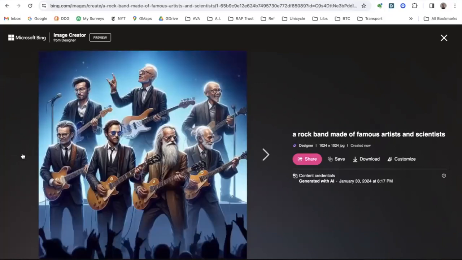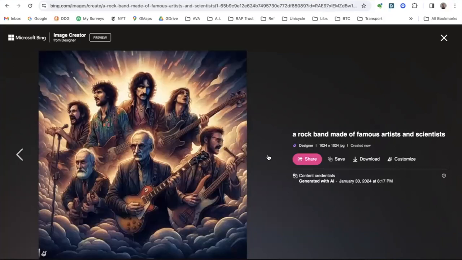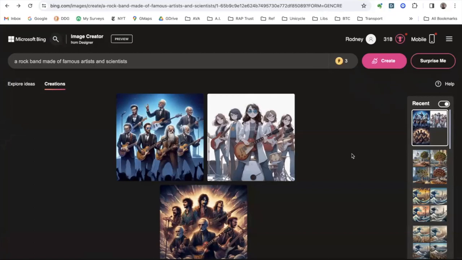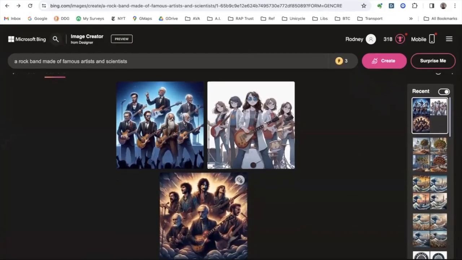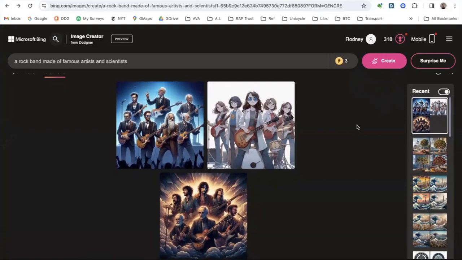Wait, did I skip? But you're right. It is not picking up famous people. It's doing amalgams of stereotypic famous faces. Yeah, I think that's right. I think that's a boundary. It really tries to avoid using specific people, although I'm not going to tell you definitively that that's a boundary.